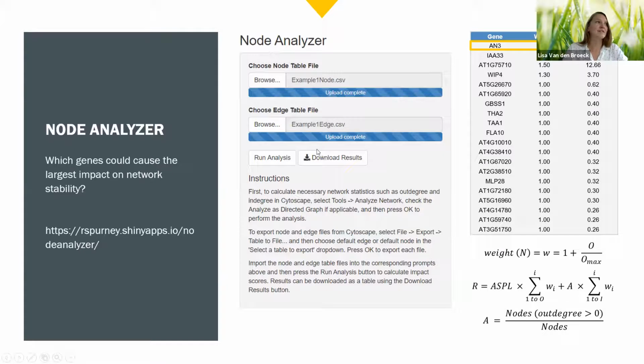This node analyzer could be used for any network, not only a gene regulatory network, but also, for example, a protein-protein interaction network or something. So the node analyzer allowed us to rank the genes within a network. And the most impactful gene within our network was AN3, angustifolia 3.